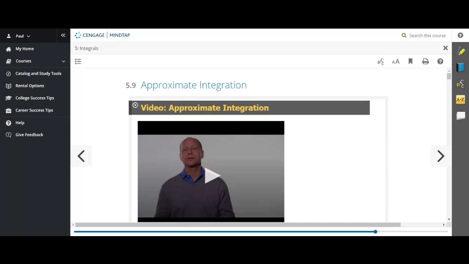Okay, so we're in section 5.9 and we're talking about now approximate integration. You've learned in the previous sections in chapter 5 techniques for finding antiderivatives, but even with all these wonderful techniques that you've learned, there are still problems where you cannot find an antiderivative.